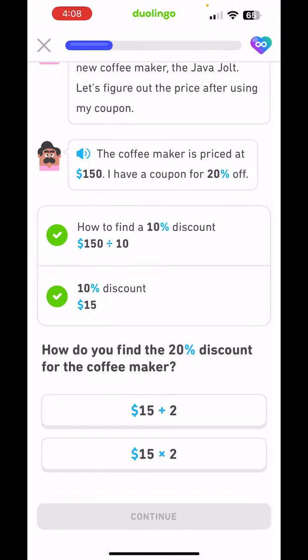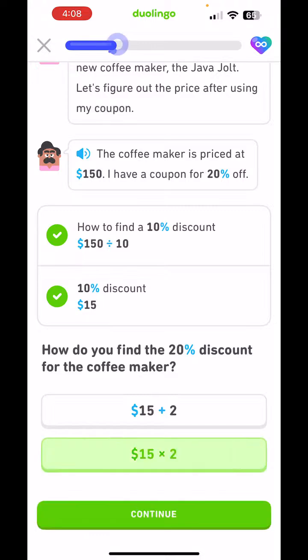How do you find a 20% discount of the coffee maker? So you do 50. This is so dumb. Like, literally, guys, if you need to find the percent, just do 150 times 0.20 and you'll get your answer, which is $30. Gosh, I just hate this type of math that Duolingo's having us do.